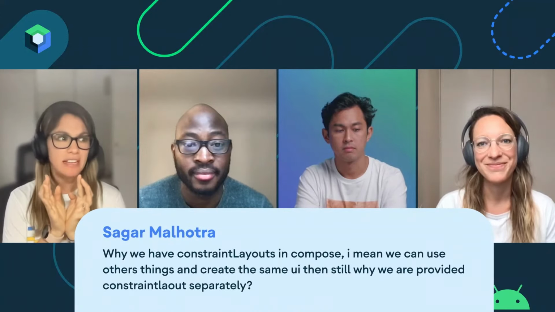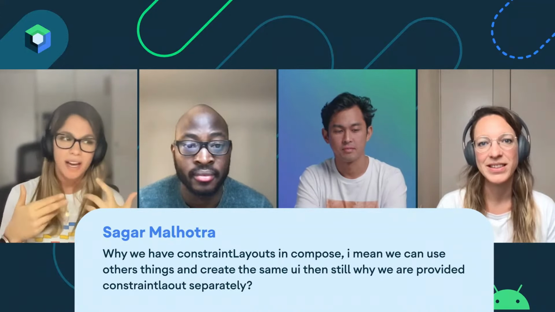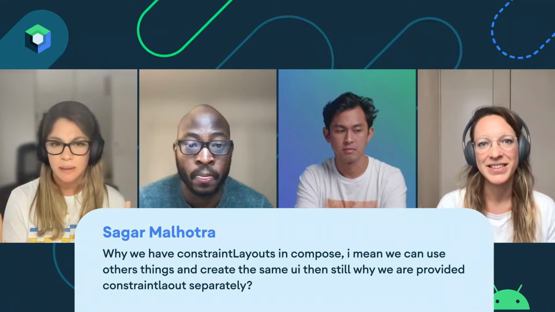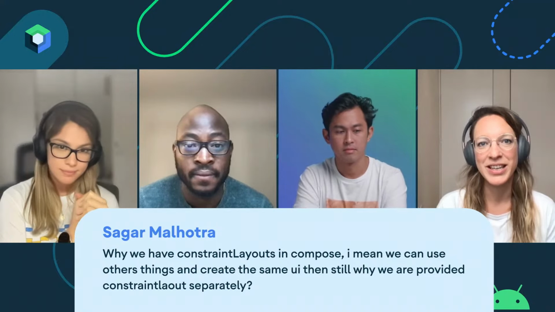That's it. Cool, great. Okay, so the next question is, why would we have constraint layouts in Compose? I mean, we can use other things and create the same UI, and then still, why are we providing constraint layout separately? Oh, can I take this one?